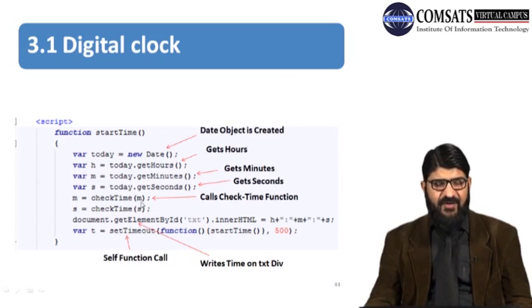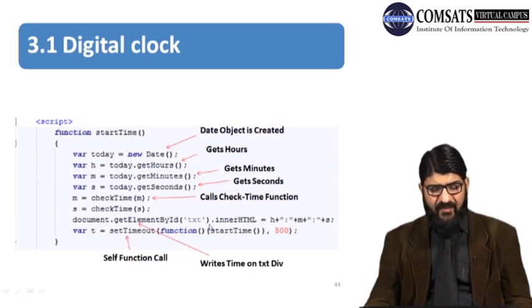It will check the time function, and then s is assigned with check time in second. It will check the time in second, and then document.getElementById takes the id of the element, that is text, and then the innerHTML attribute is used, and then the hours are displayed. Then colon is presented and minutes are increased and displayed, and then the seconds are increased.